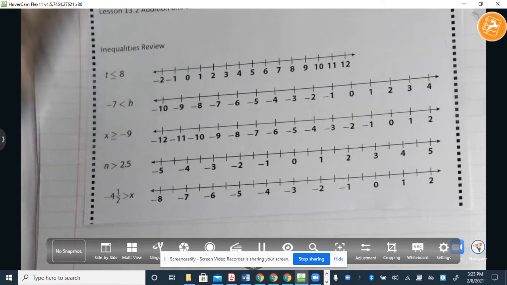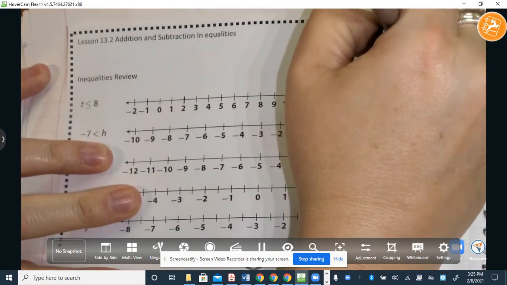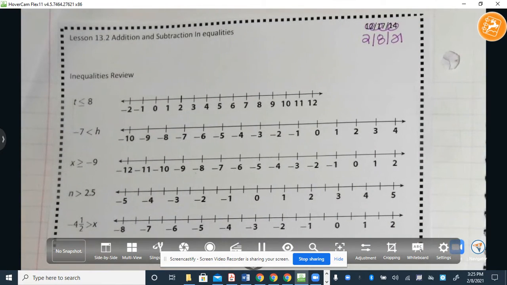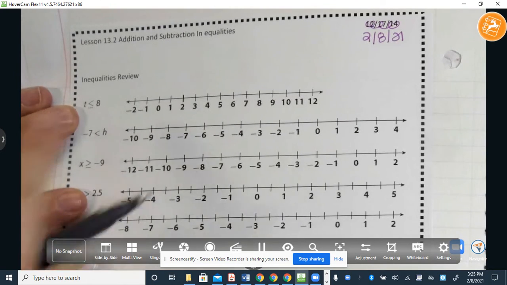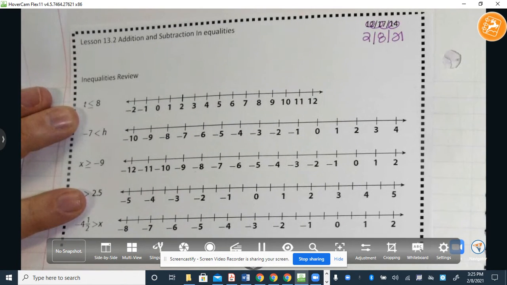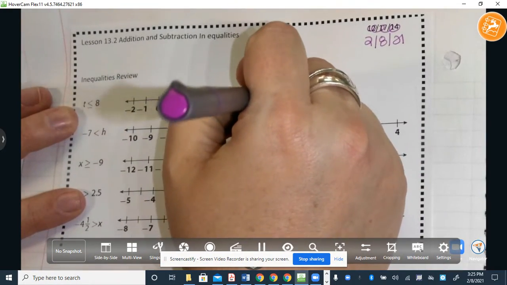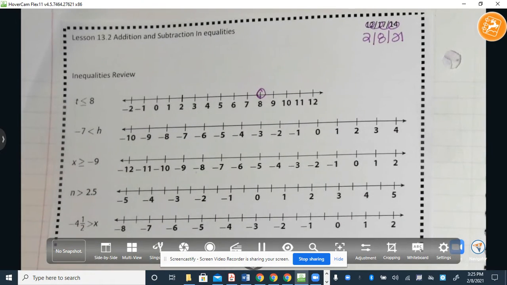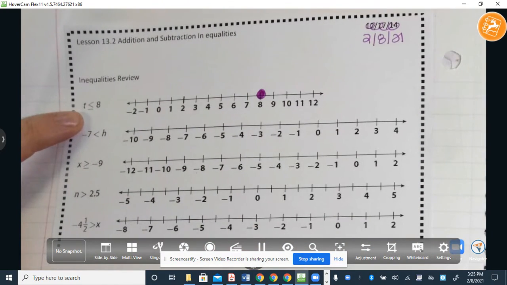All right, let me put my scissors up, grab my pen and my marker. So today is 2/8/2021. So we have t is less than or equal to 8. So I'm going to find, just like I do graphing equations, where 8 is on my number line. There's 8. I'm going to put in a circle because I'm dealing with inequalities. And because it's equal to, I'm going to shade that in because it could also be equal to it. That's what that line means right there.